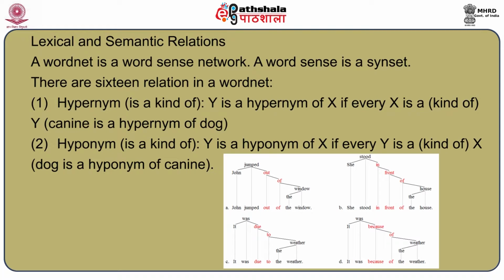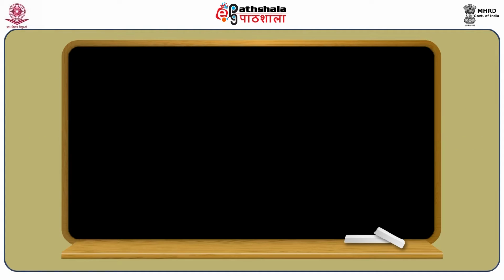Hypernymy is a semantic relationship between the two synsets to capture the supersethood of objects. Hyponymy is a semantic relation between the two synsets to capture the subsethood of objects. Hyponymy relation is transitive and asymmetrical, and hypernymy is the reverse of hyponymy.